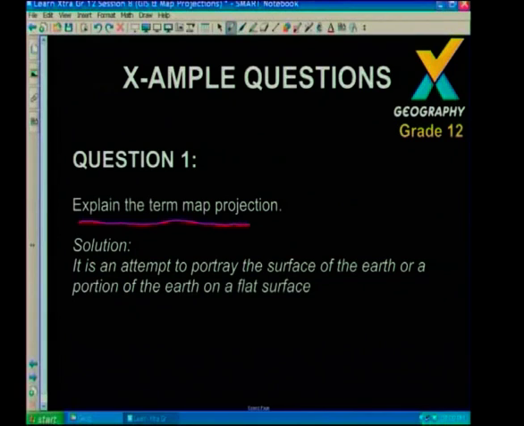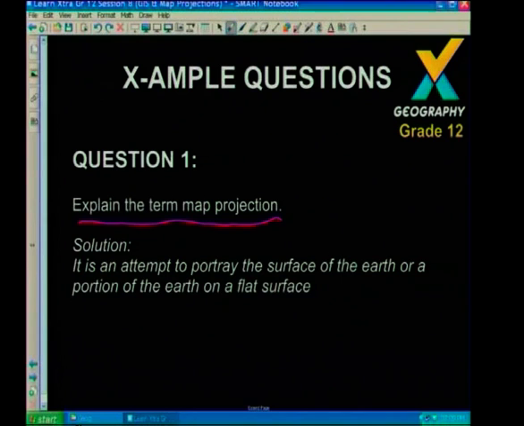Okay, let's look at exam type questions. Now please, in many years, we didn't have any questions. We just asked you what sort of projection is used on our South African topographic maps. So many of these questions are not exam type questions. I've just created the examples of questions myself, so please note that. Let's look at this one here. Explain the term map projection, which could come out.